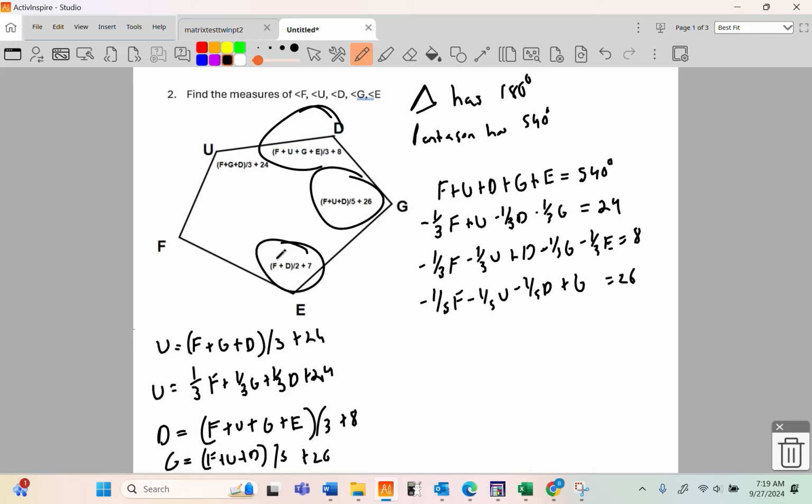And the last one is this one. E is (F plus D) over 2, add 7. So I'm taking half of these things. I'd have a negative 1/2 of F. There is no U. There is a negative 1/2 of D. There is no G, but there is an E, and it equals 7. Your instructions say you're supposed to write an augmented matrix and show the results of REF.